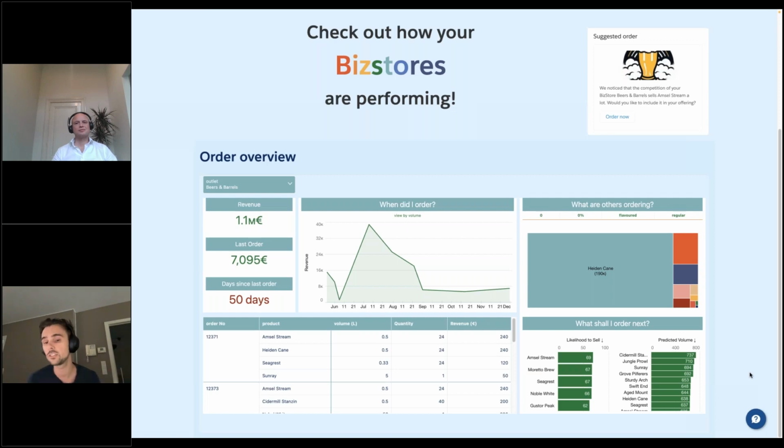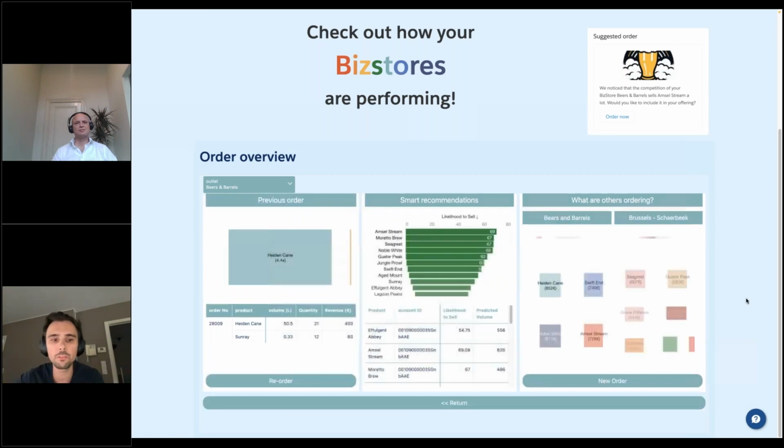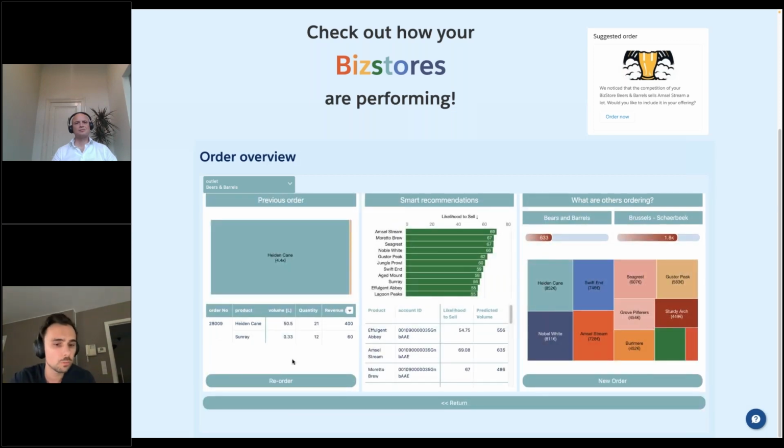From Hans' perspective, this is very useful, because otherwise he had to do the analysis and check it himself. Now, what shall I order next? That's the big question, because the suggested order we know, but I still want to know where it's coming from. I have a focus on my previous order. I can easily reorder the same, but it's my job to make sure that we sell the best brands in our shop.